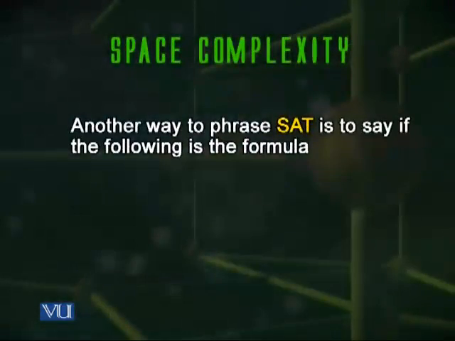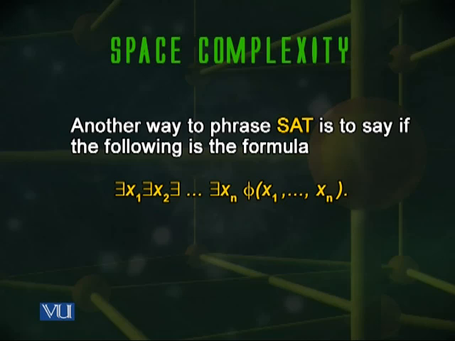Now let's phrase this question in a slightly different way. Let's look at the following formula. Another way to phrase SAT is to say: there exists x1, there exists x2, there exists x3, all the way up to there exists xn, phi of x1 up to xn. So it's saying, do there exist values for these variables such that when we plug in these values, this formula becomes true? This is satisfiability written in a different notation.